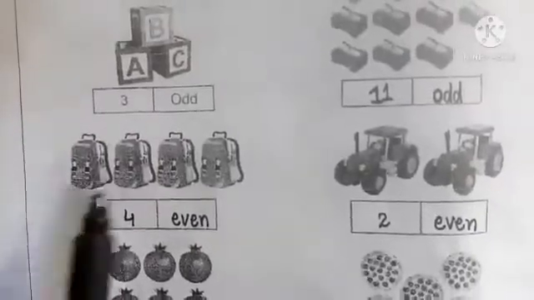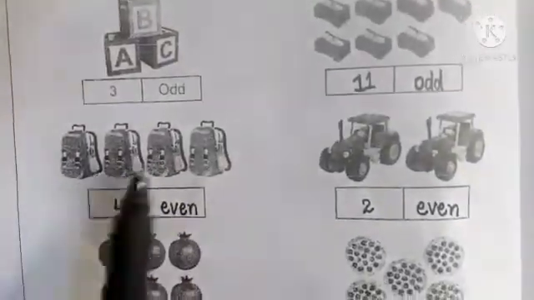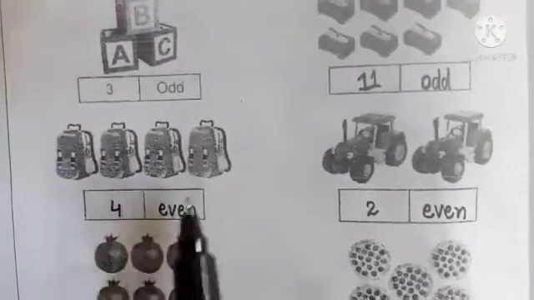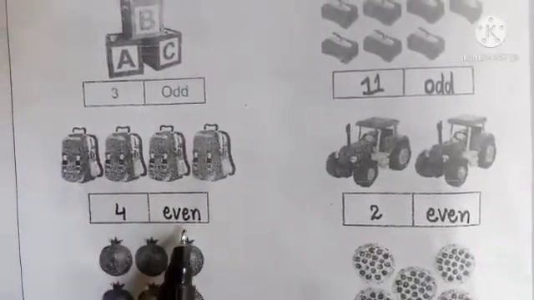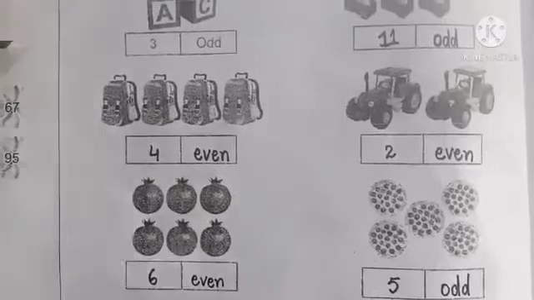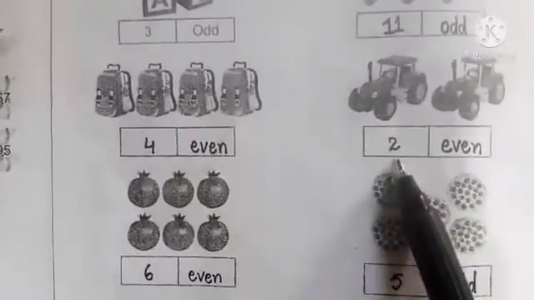Now count these bags: 1, 2, 3, 4. The number of bags is 4. We will write here 4, and 4 is an even number, so we will write here even. Now count these objects: 1 and 2. We will write here 2, and 2 is even, so we will write here even.